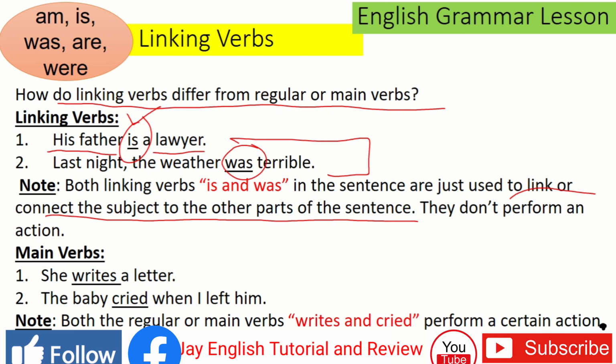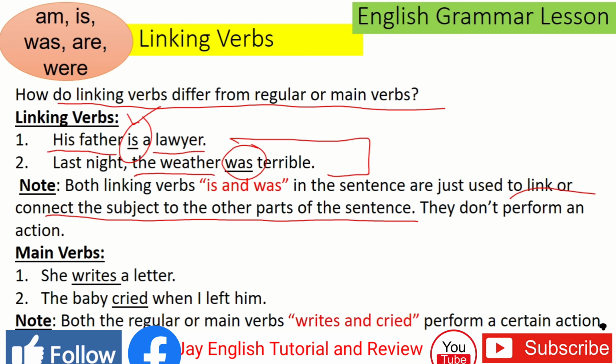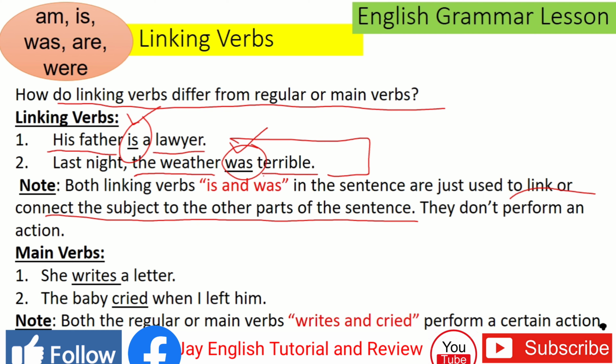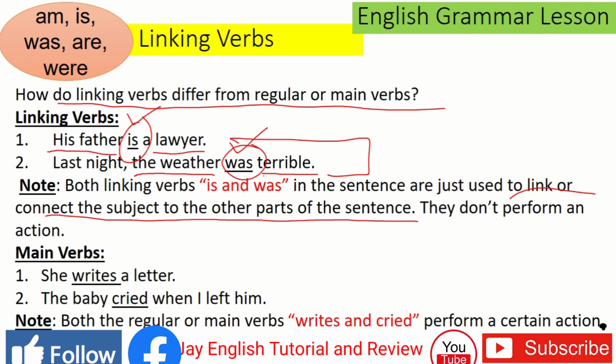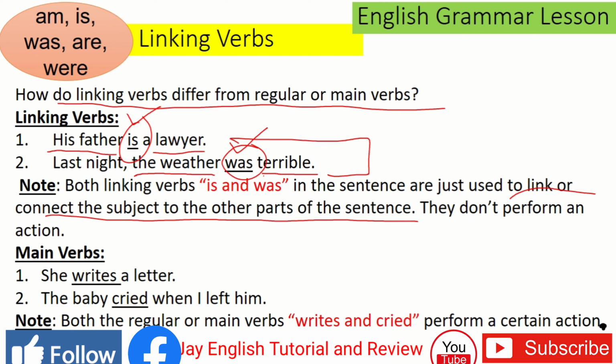Okay? And the subject, weather here, is being linked by the linking verb was to the other part of the sentence, which is terrible. And terrible here is an adjective. Okay? So if we have to go back to the definition, linking verbs are only to link or connect. That is why these are called linking verbs, because they are used to link or connect.